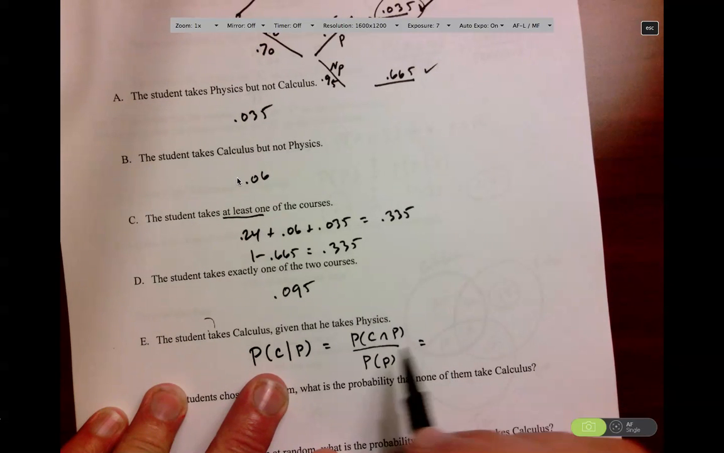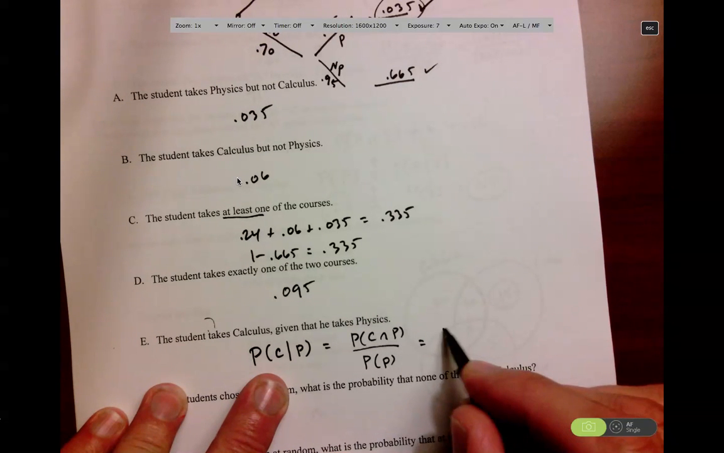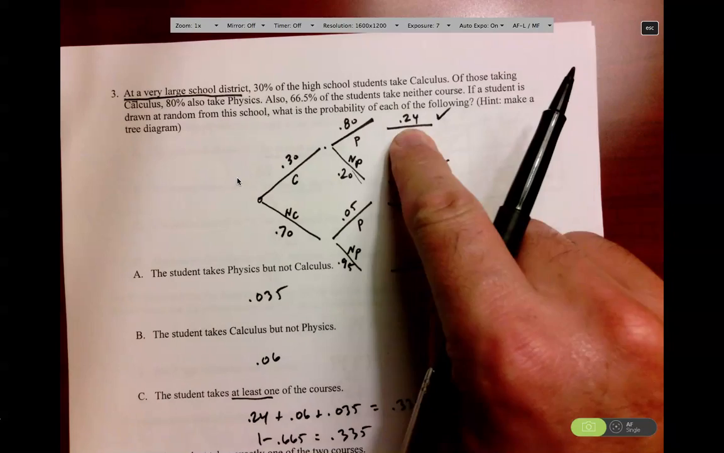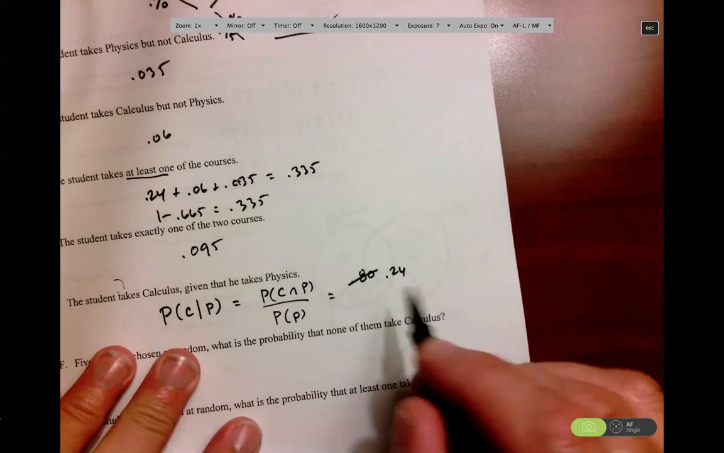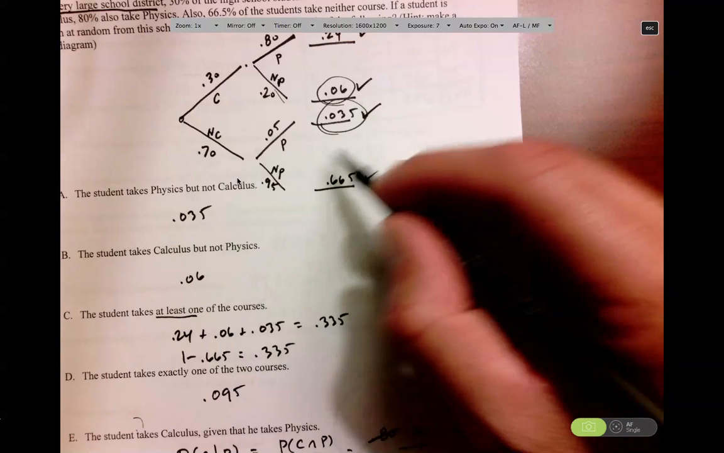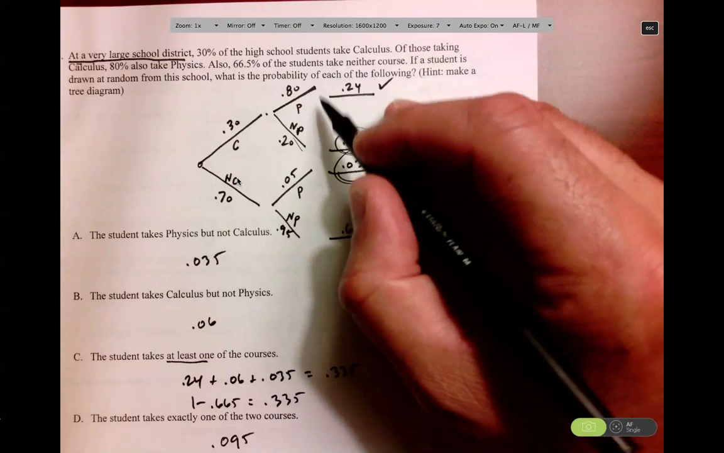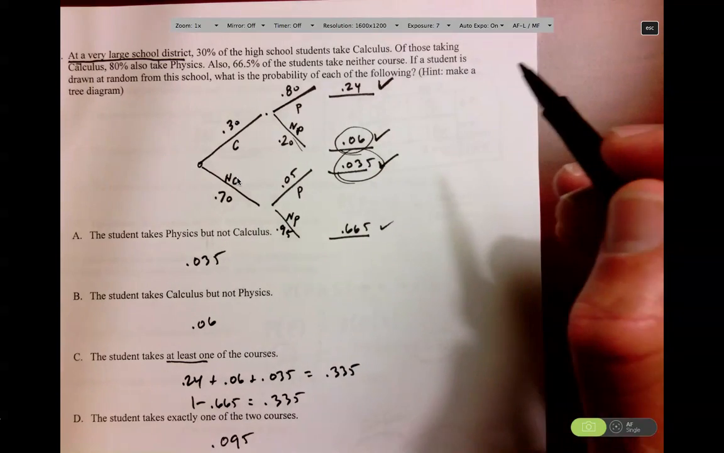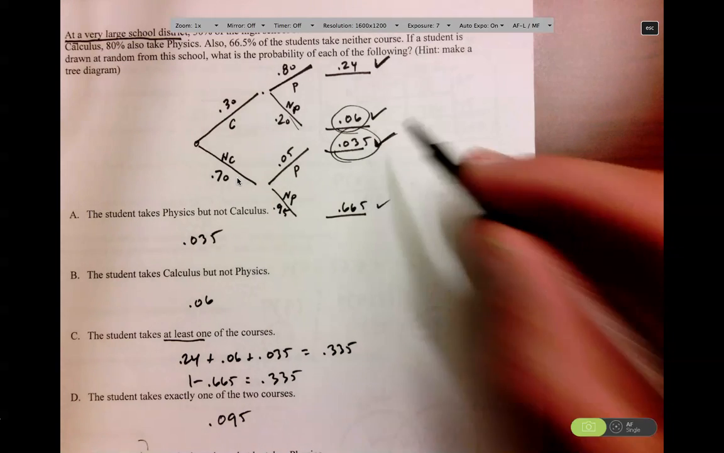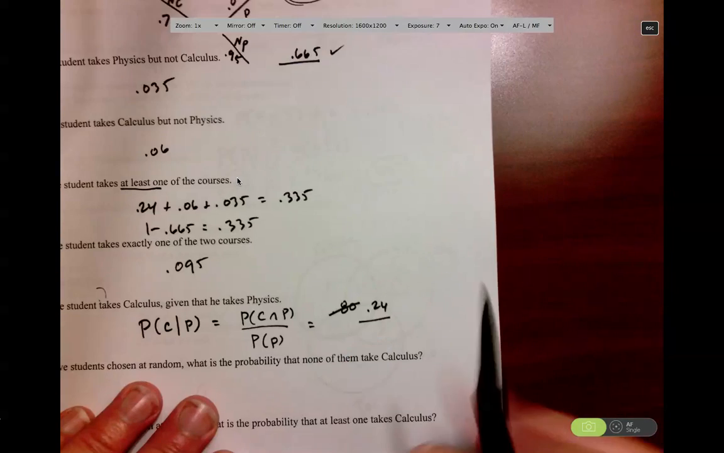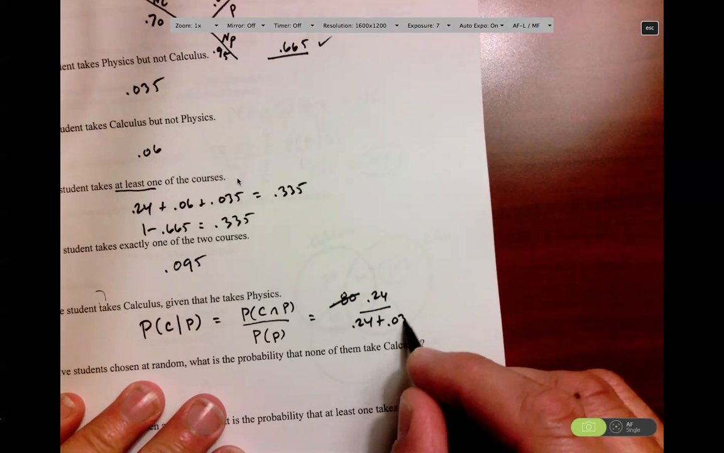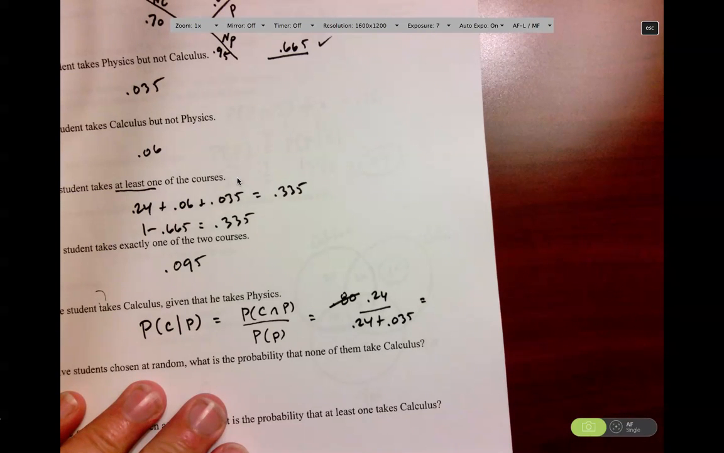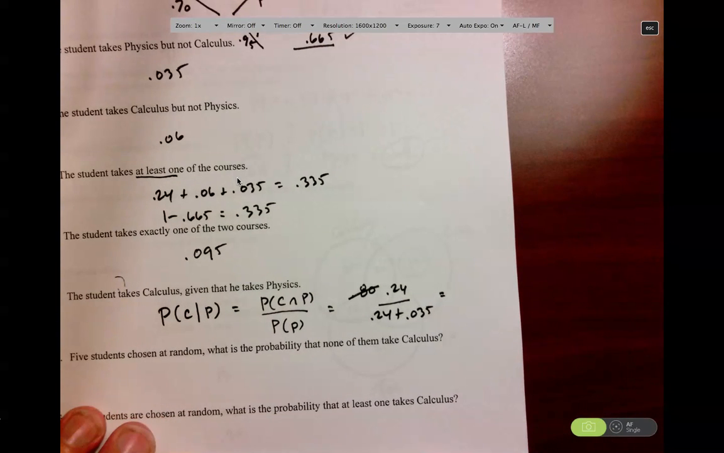So the probability that students take both is 24%. The probability that a student takes physics: there's going to be 24% who take physics with calculus, and another 3.5% who take physics without calculus. So we're going to divide that by 0.24 plus 0.035. Whatever you get for an answer there is going to be slightly less than 1.